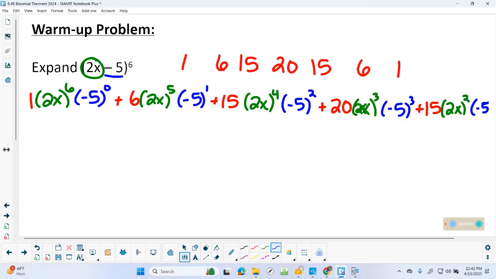Definitely going to need a calculator for these. We're going to get some big terms. Okay, I'm going to go underneath here. I'm running out of room. All right, I got 2 left to go, 6 and 1. So I'm on 6. 2x is down to the 1st. -5 will be up at the 5th.